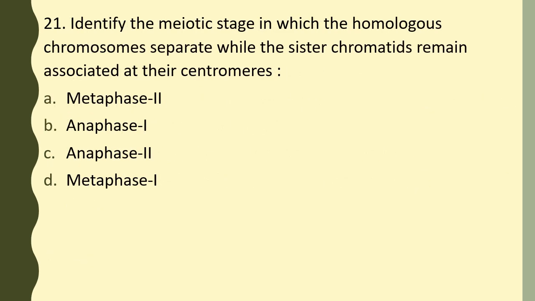Question number 21. Identify the meiotic stage in which homologous chromosomes separate while the sister chromatids remain associated at their centromeres. Metaphase 2, anaphase 1, anaphase 2, metaphase 1. The answer is option B, that is anaphase 1.